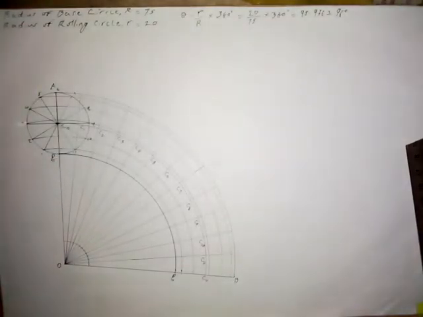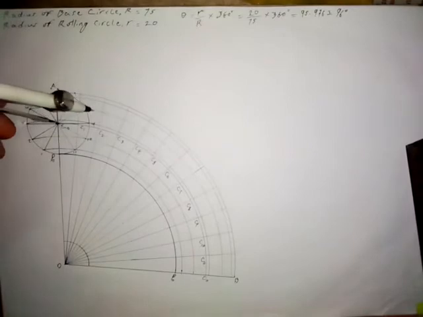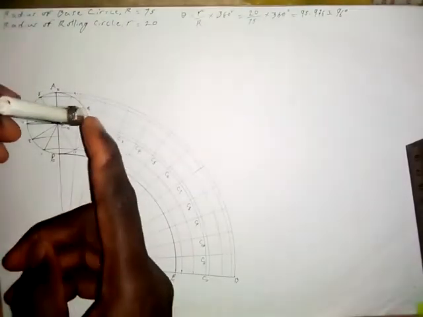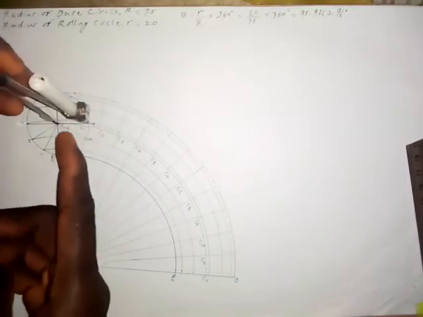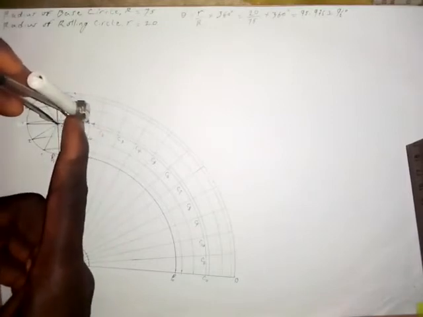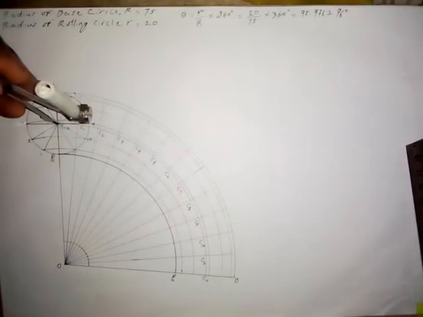The next thing that we are going to do is take your compass and take the measurement of the radius of the rolling circle. Take the radius of the rolling circle. So I'm doing that there.